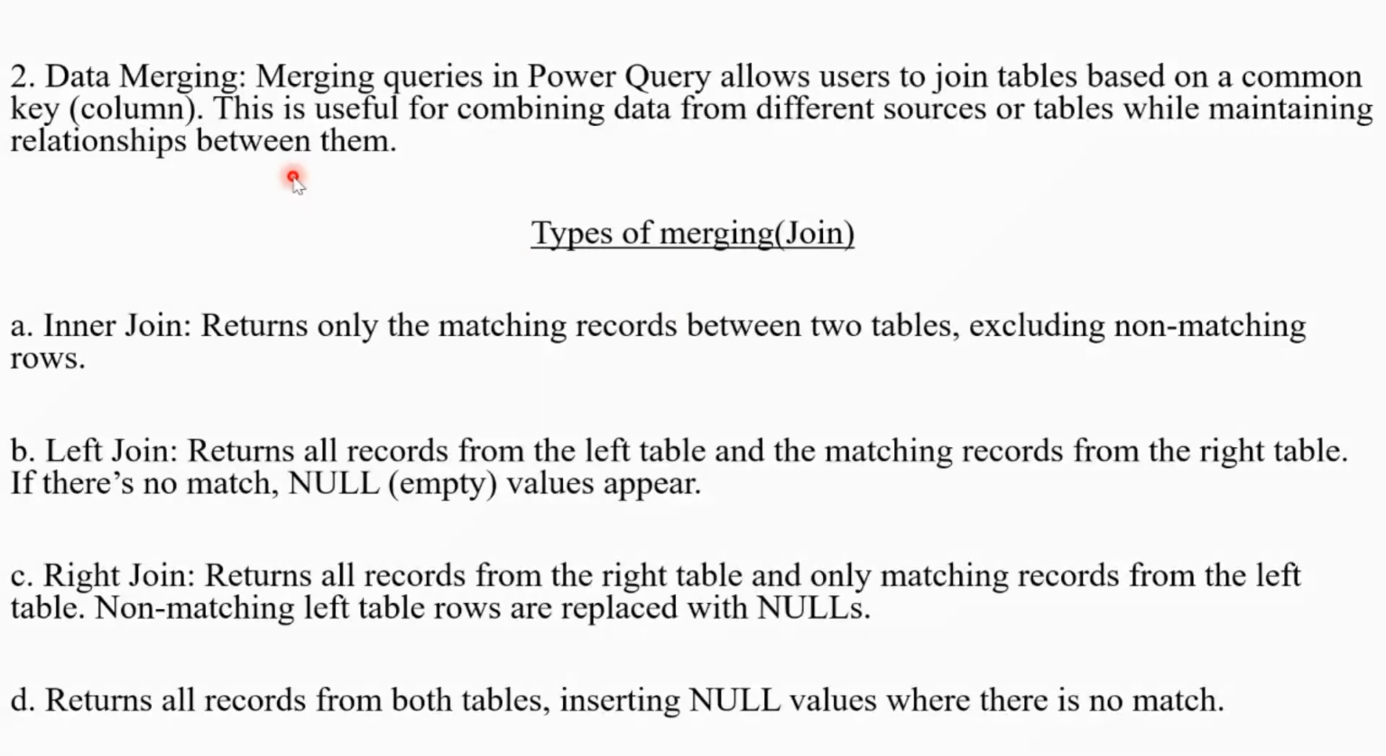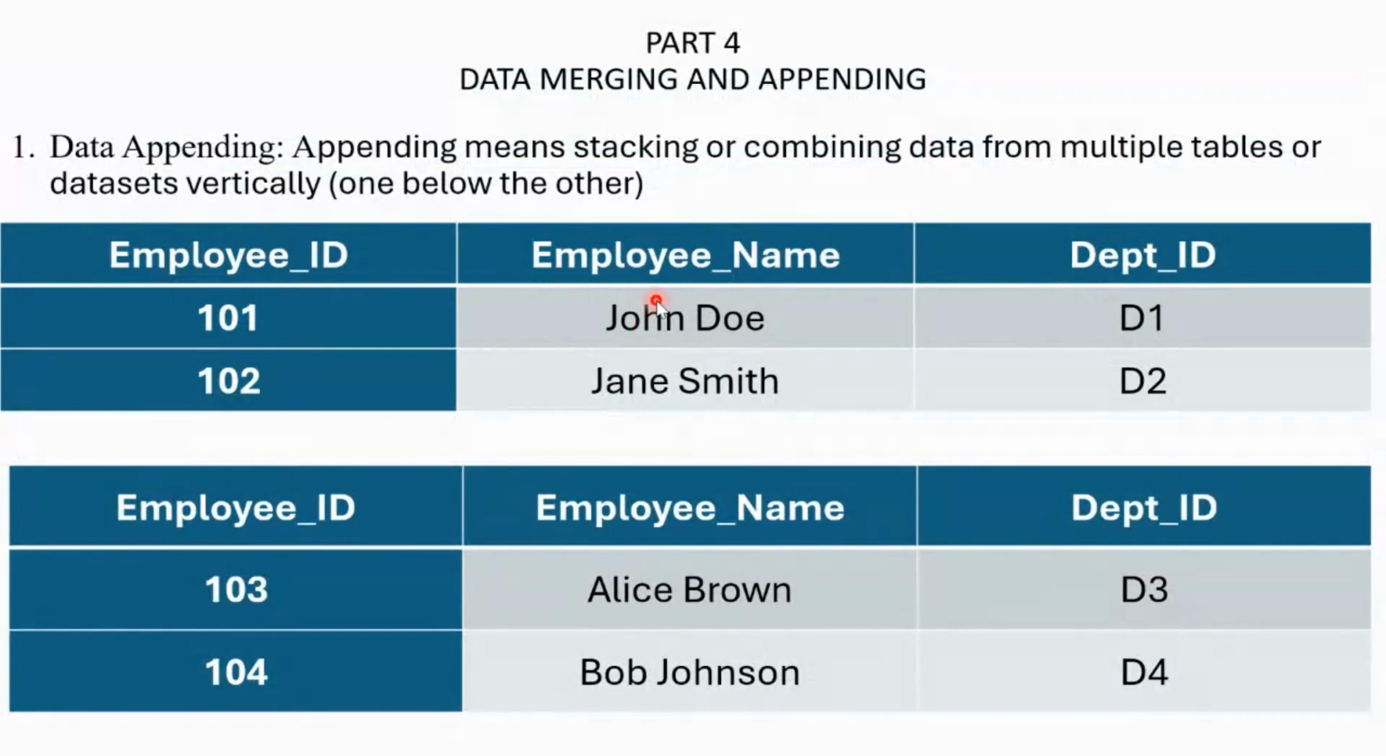Now, data merging. Merging queries in Power Query allows users to join tables based on a common key column. This is useful for combining data from different sources or tables while maintaining the relationship between them. Just like what I explained the other time, whenever you are trying to join two tables together, there must be a particular thing you are using to join them. For example, if you talk about a family, what joins a family together is the family name. You understand? Without the family name, you can't join them together.